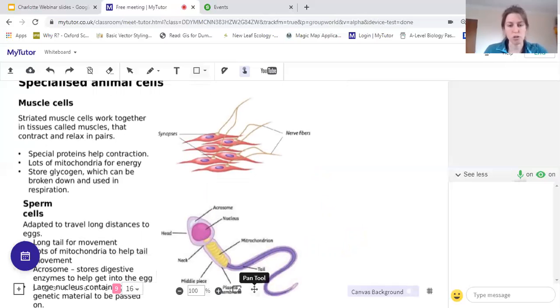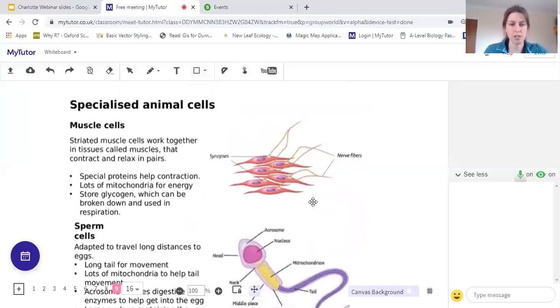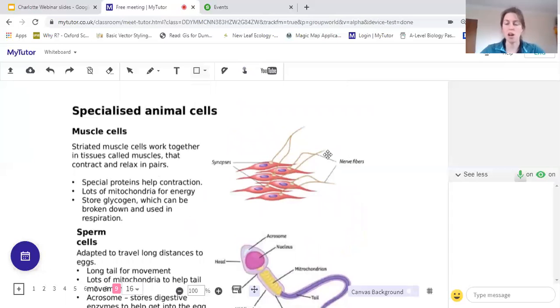Okay, then we've got 2 more types of animal cells that are quite specialized. So the first, or the second, is muscle cells. Muscle cells are described as being striated. And that basically means that they're long and thin, and they're staggered in their structure. So you can see here, they're kind of stacked on top of each other. They fit together.